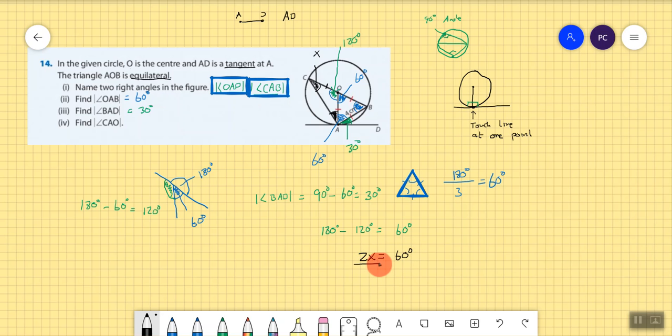Therefore, to get x on its own, we divide both sides by 2, and x is equal to 30 degrees. So one of these angles, x, is equal to 30 degrees, and therefore this angle here has to be 30 degrees as well. So the angle CAO, which is this one here, is equal to 30 degrees. And that is it. We're done.